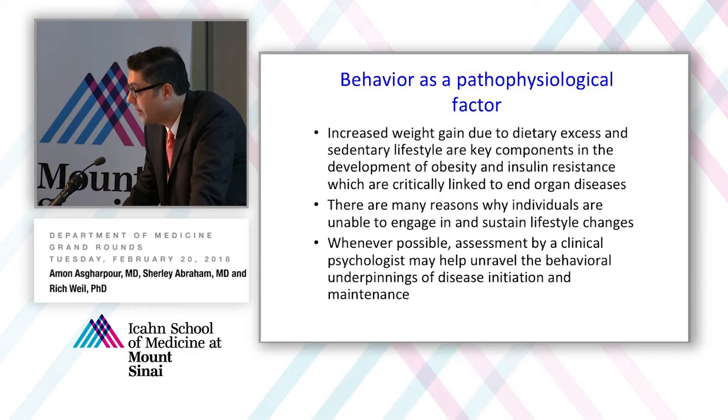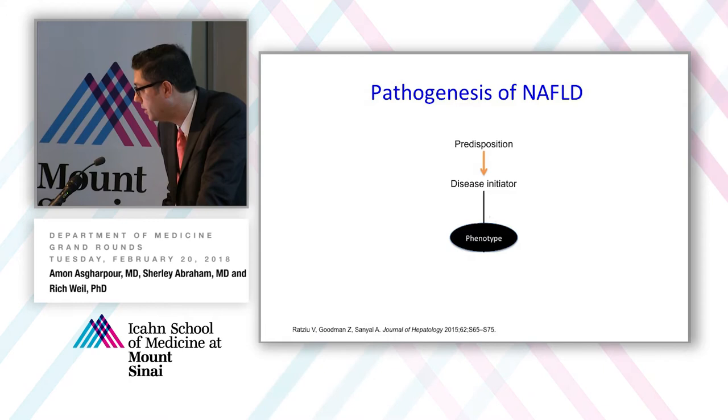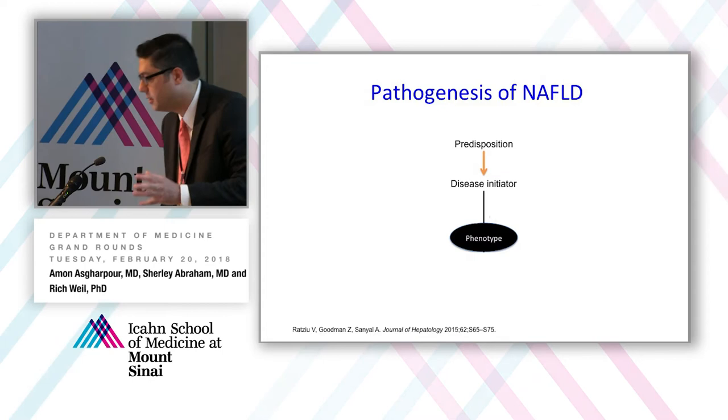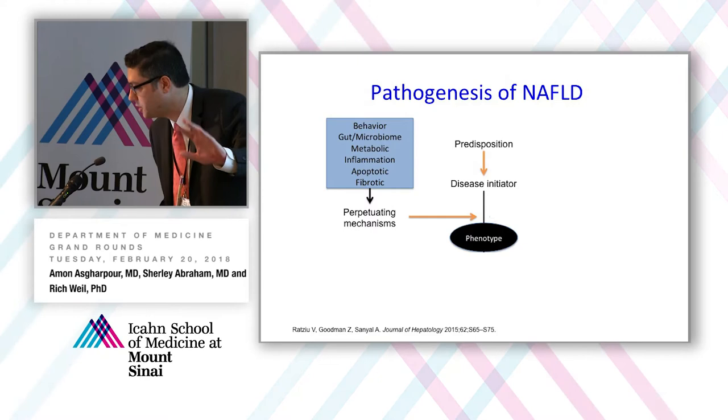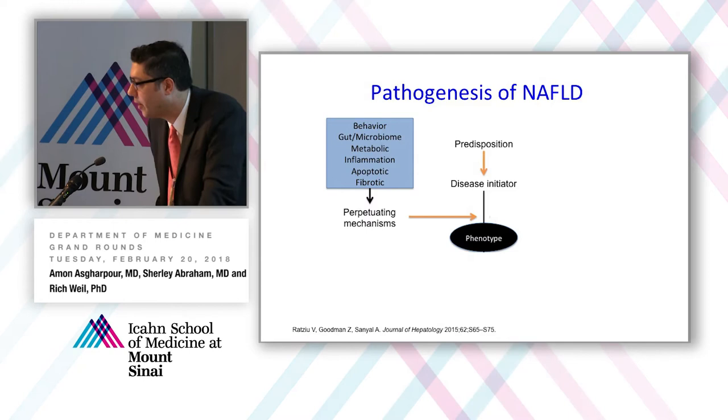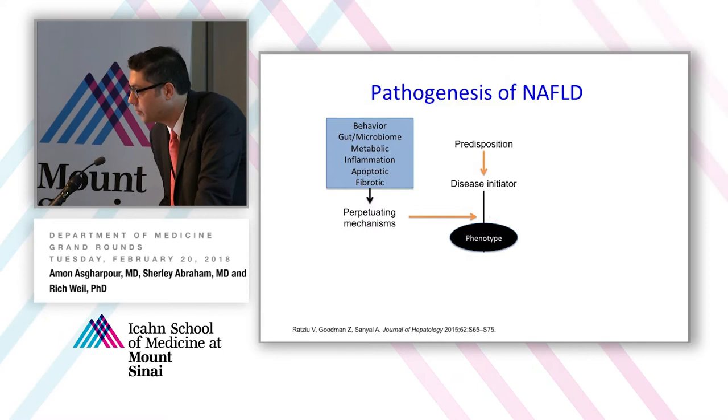And Rich will talk a little bit more about behavior as well. So the pathogenesis of non-alcoholic fatty liver disease: you have a predisposition and a disease initiator that can lead to a phenotype. You have these perpetuating mechanisms: behavior, gut microbiome. There are actually changes in the microbiome of NASH patients, more of a shift towards gram-negative rods, which leads to more toll-like receptor 4 activation and other cascades. There are metabolic perturbations, and then activation of inflammatory, apoptotic, and fibrotic pathways. So these are the perpetuating mechanisms.